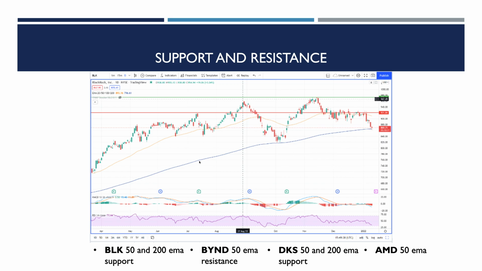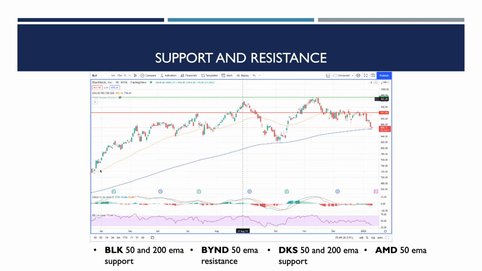All right, very simple. The blue line is the 200 EMA, exponential moving average, and then we have the yellow line, which is the 50-day moving average. Basically, what the stock is doing in a 50-day time frame. So these two can work as support.